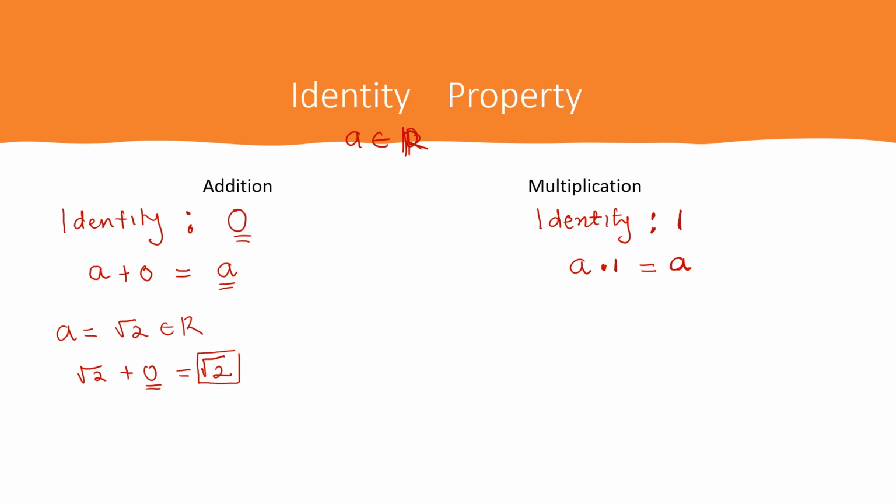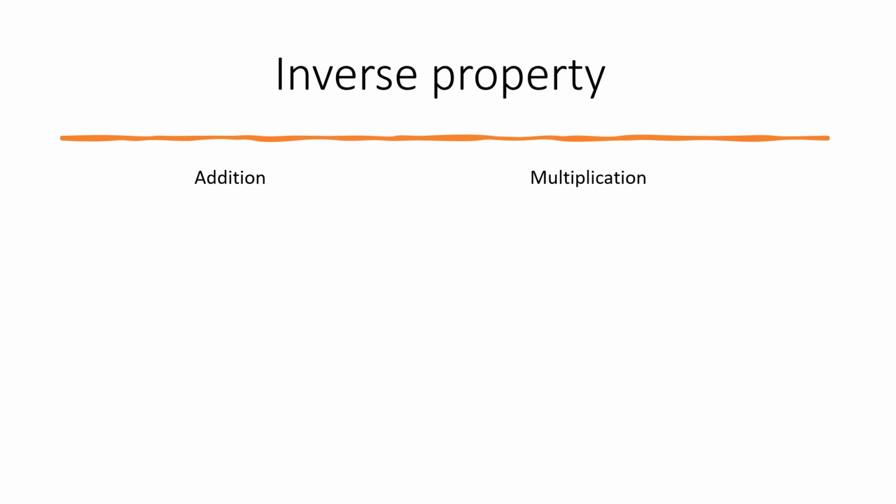So then the next property is inverse, right? With inverse also, just take any a in R. If you take any a in R, what do we mean by additive inverse? Here we have two things we call additive inverse. The additive inverse is simply minus a.